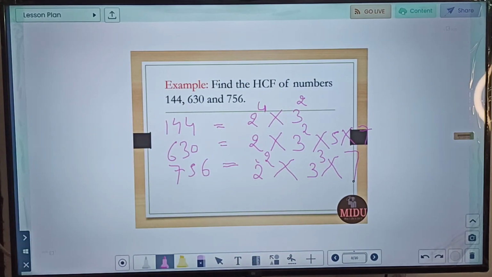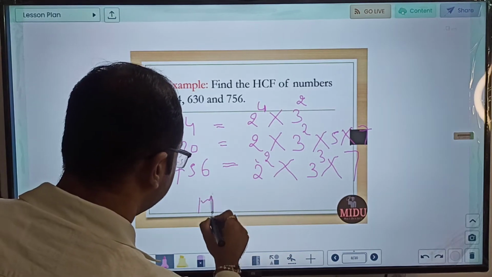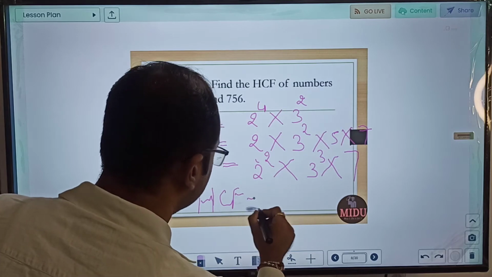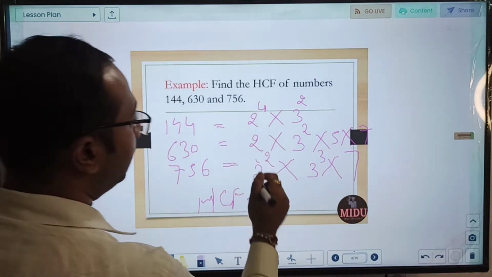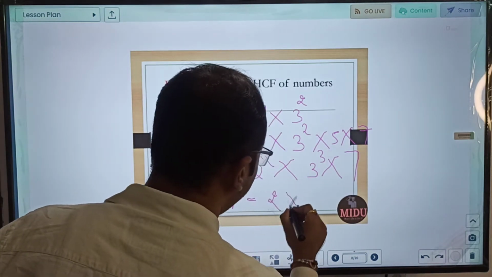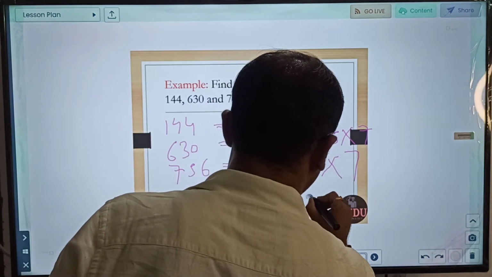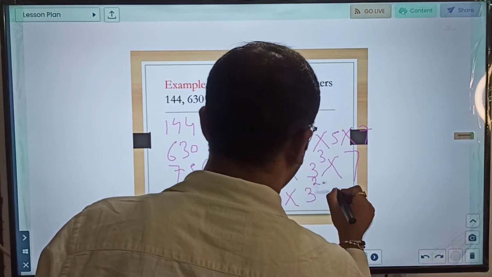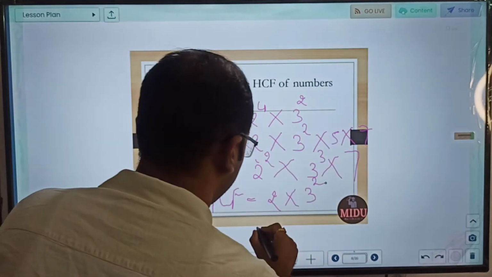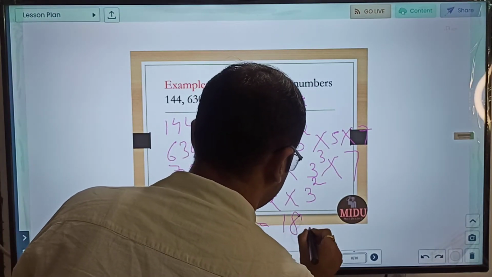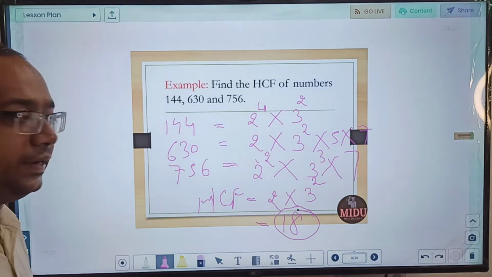Now we will see which are the common factors. See, what is common? HCF will be... 2 is common how many times? 1 time, because here it is power 2, here it is power 4. So 2 is common once. 3 square, 3 square, 3 cube: 3 square is common. So this will be 2 times 3 square, 9, so this will be 18. So the HCF of these particular numbers is 18.